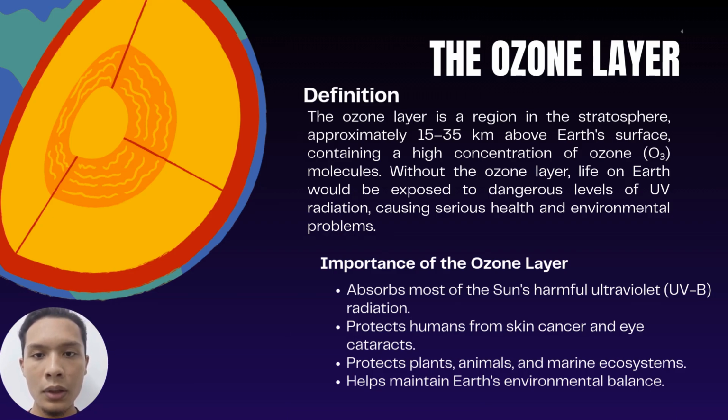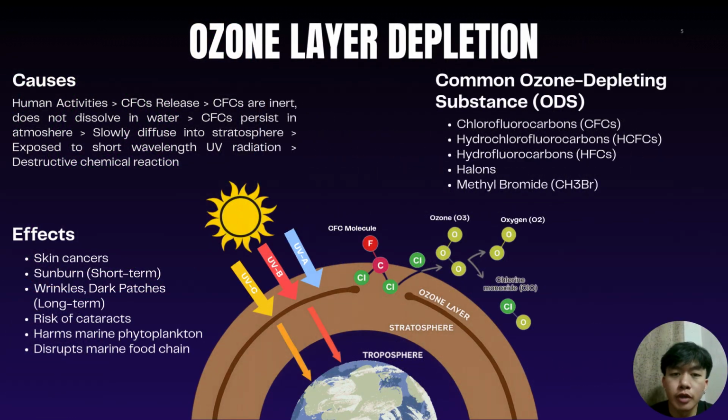Without the ozone layer, life on Earth would be exposed to dangerous levels of UV radiation. Therefore, protecting the ozone layer is essential for maintaining both human health and environmental balance. In the next section, we will discuss how certain substances, including some refrigerants, contribute to ozone layer depletion. Next is the ozone layer depletion.